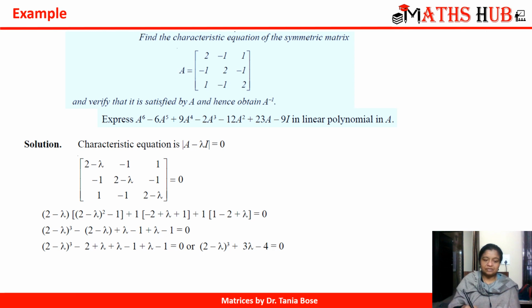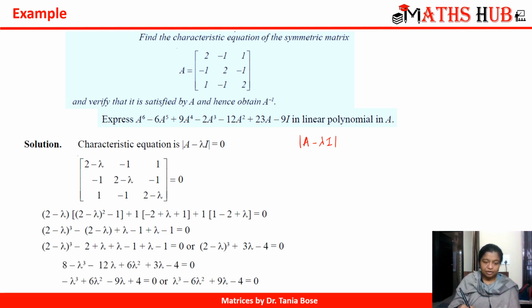And then when you frame the characteristic equation, we get the determinant of [2 minus lambda, minus 1, 1; minus 1, 2 minus lambda, minus 1; 1, minus 1, 2 minus lambda]. Since we are subtracting lambda I, only the diagonal positions are affected, right? So when we solve this determinant, we get our characteristic equation as lambda cube minus 6 lambda square plus 9 lambda minus 4 is equal to 0. So we could solve the first part of the question, the characteristic equation.